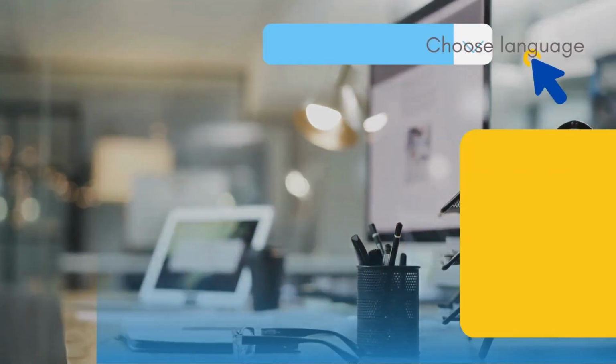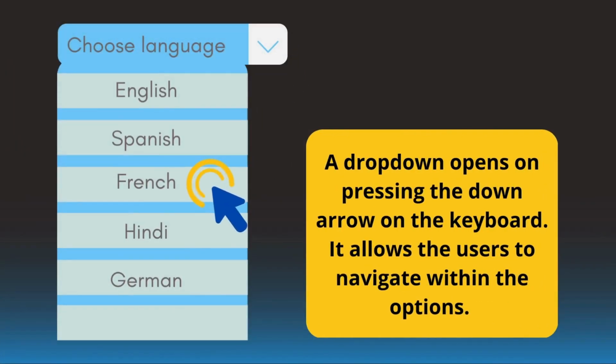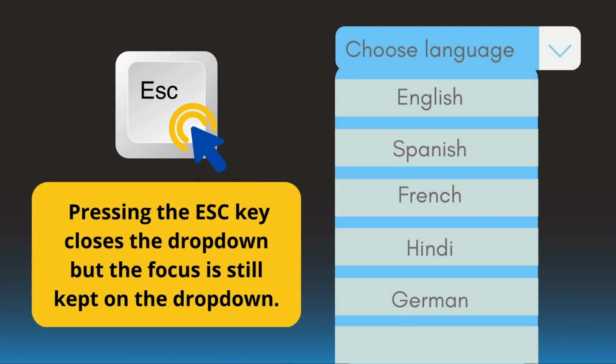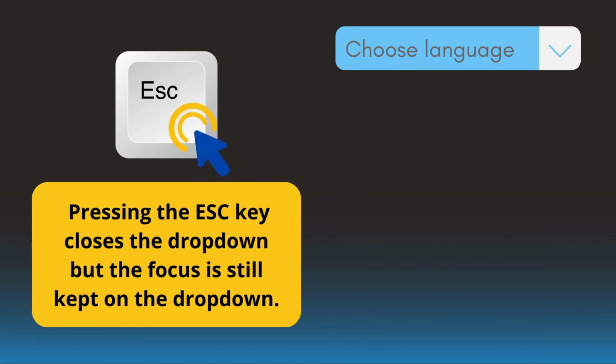A good example is a drop-down that opens on pressing the down arrow on the keyboard. It allows the users to navigate within the options. Pressing the escape key closes the drop-down, but the focus is still kept on the drop-down.